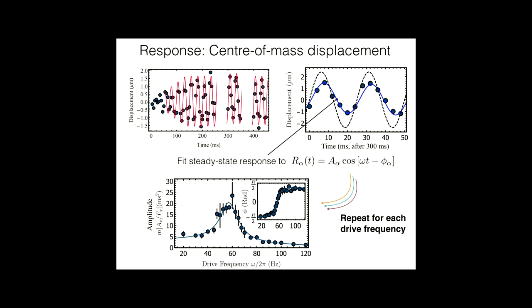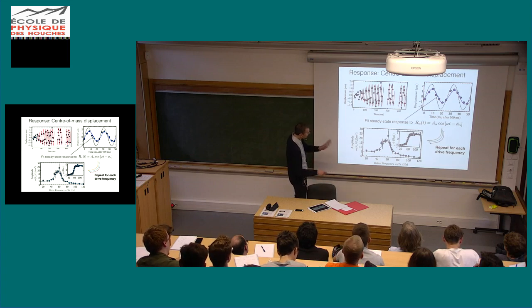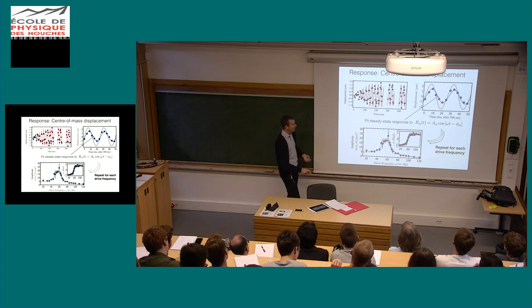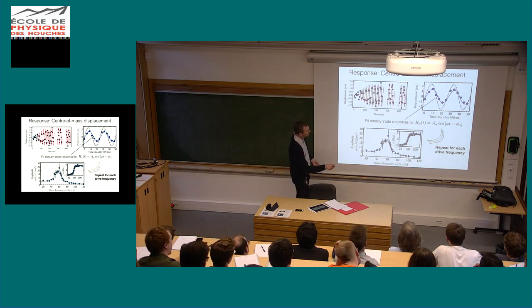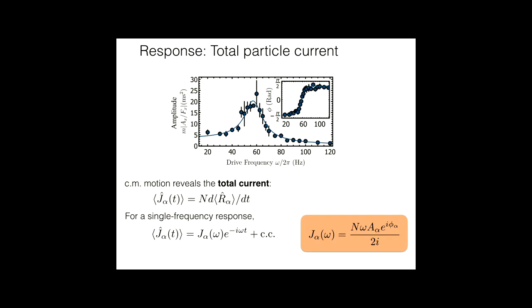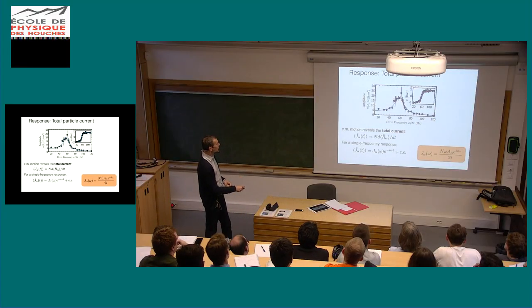You take this, and now you can look at amplitude versus frequency, and indeed there is a little bit of a resonance, and you look at the phase lag, and it does a little step around this resonance here. But don't look at the resonance too much. The point is that we have amplitude and we have phase, and now we have the full information on this response, okay? And the relationship of the response to current, to transport, is this: current is the time derivative of the center of mass times the number of particles.